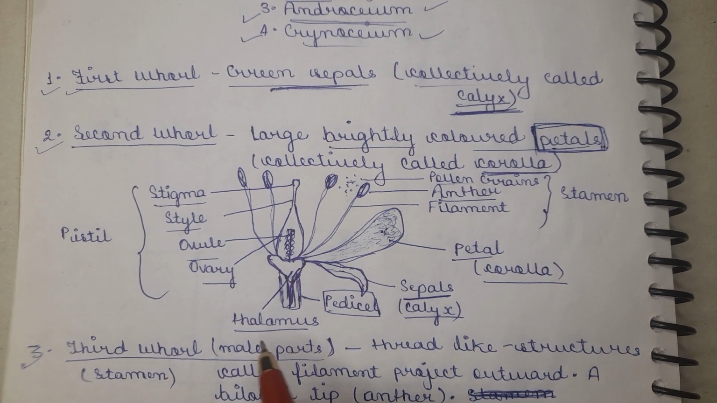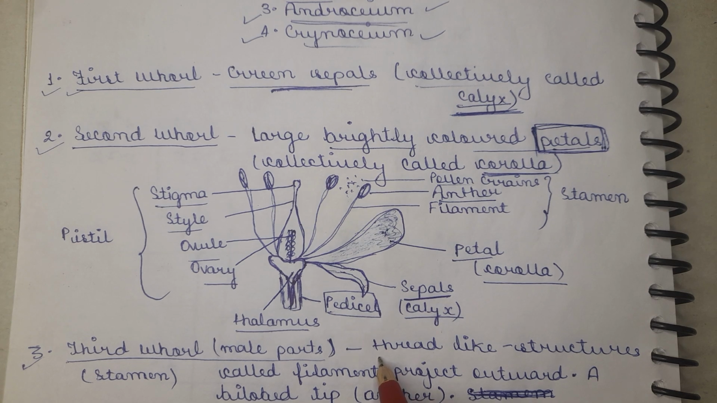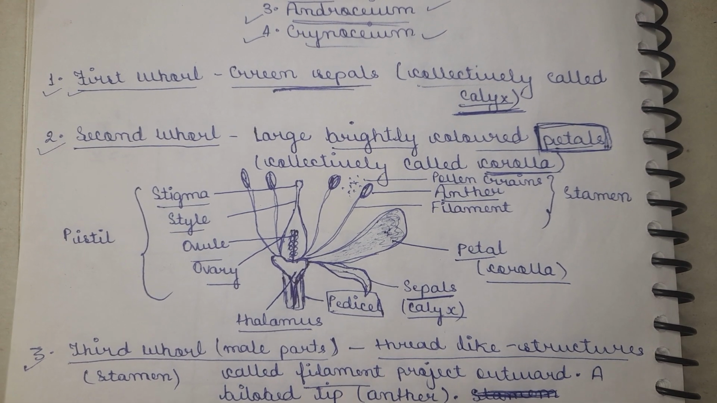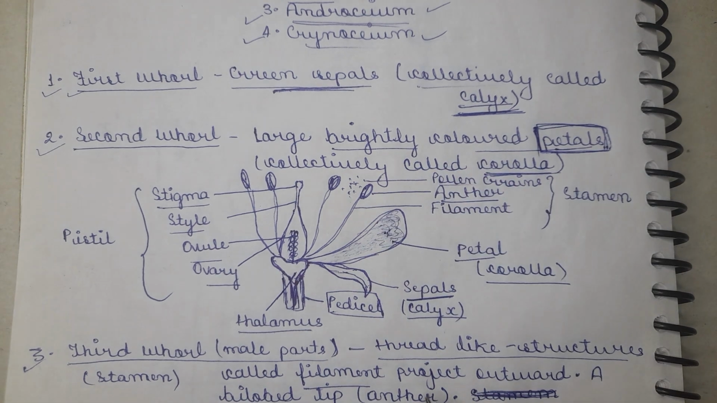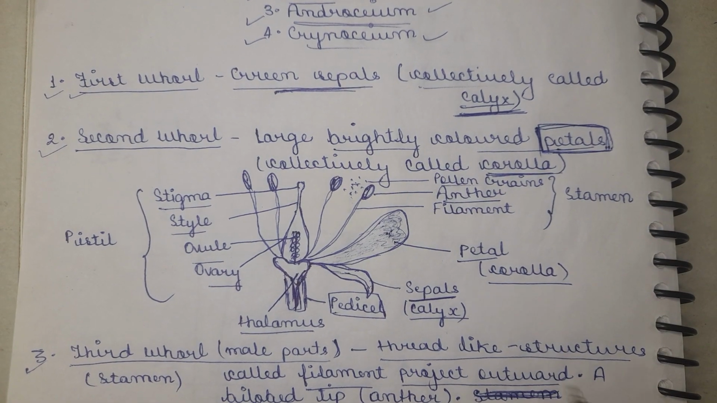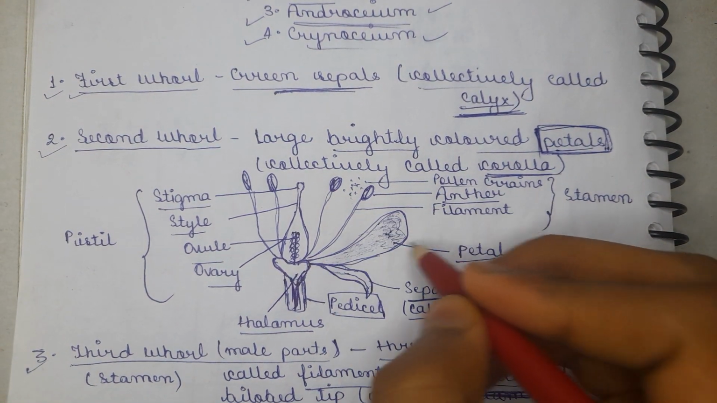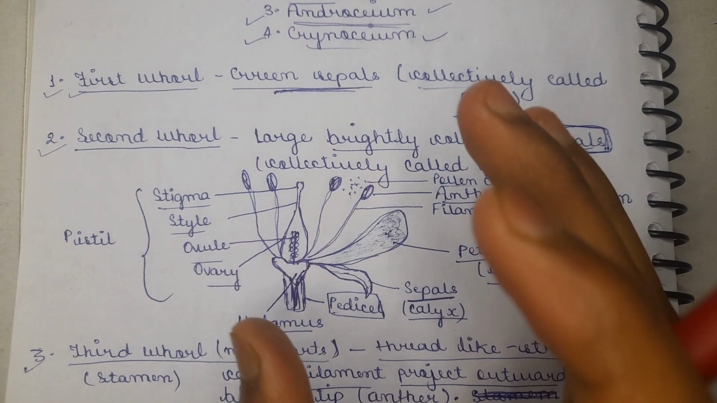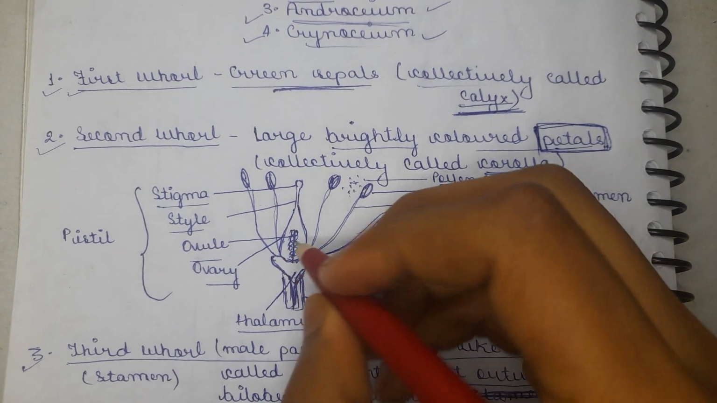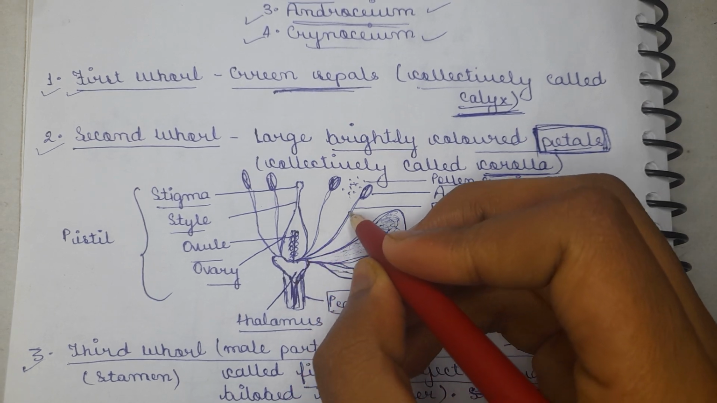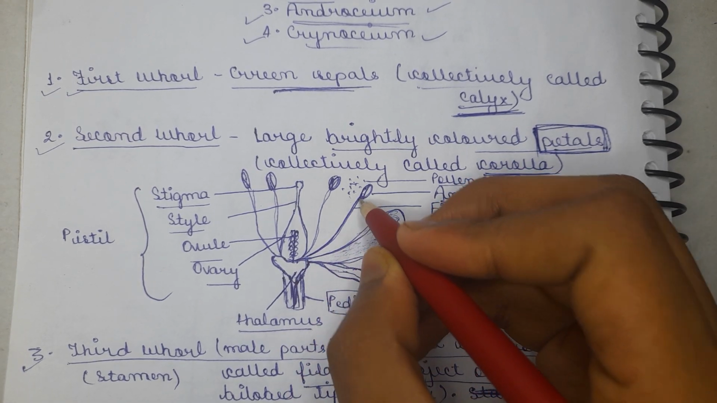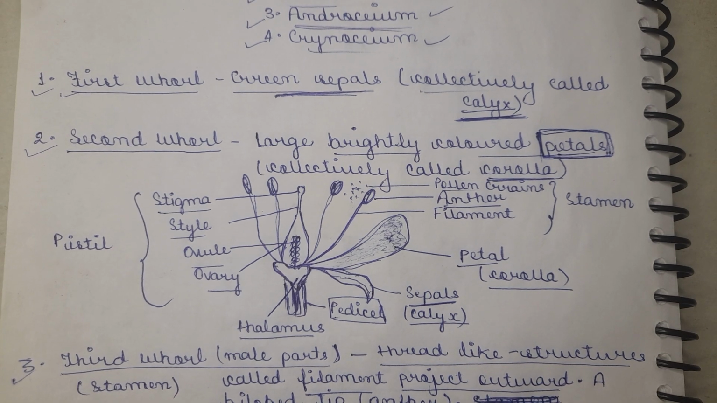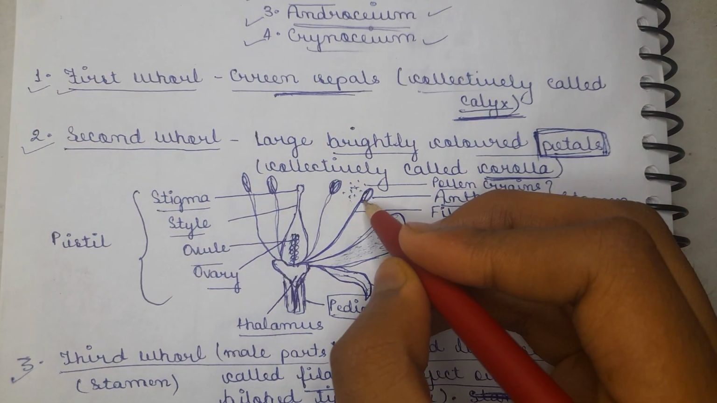Now the third whorl is called the male part. It basically consists of long thread-like structures called filaments, as I have shown in this diagram, projected outward. Outward from where? From these petals. I have only drawn one petal to explain more about this diagram. So these filaments are projecting outside from this flower, and a bilobed tip of the filaments is called the anther.